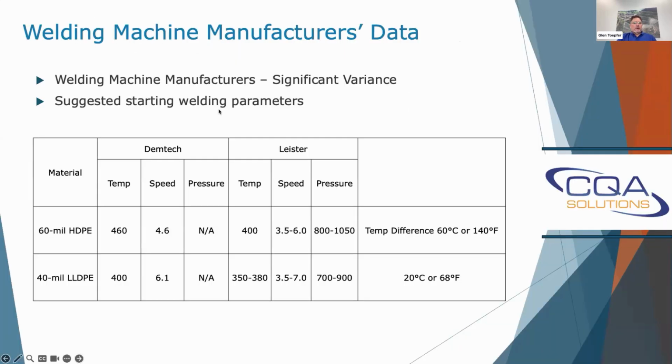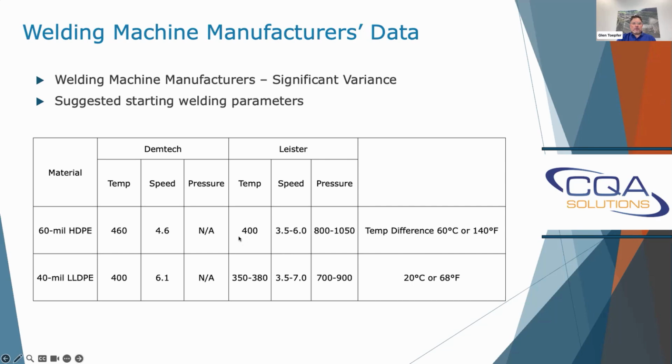So I did a quick summary looking just to see what the differences were between the two welding machine manufacturers that we found. In looking at the 1.5 millimeter 60 mil HDPE and 1 millimeter 40 mil LLDPE, you can see Demtech had a temperature and speed. They don't have a pressure defined on their machine. Leicester has temperature, speed, and pressure for both the materials as well. But what I thought was really interesting and kind of raised an eyebrow is that there is a difference of 60 degrees Celsius or 140 degrees Fahrenheit on the 60 mil between the recommended starting temperatures.